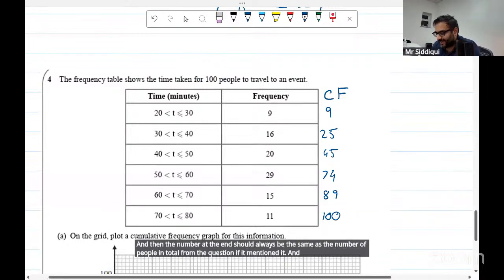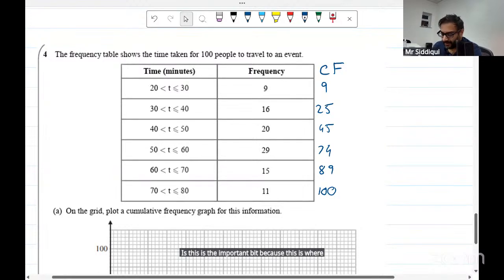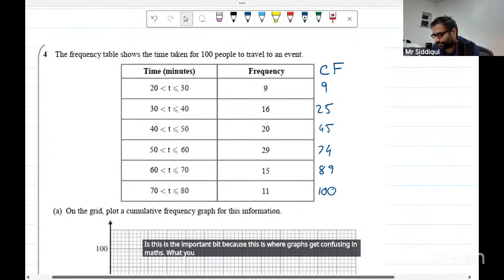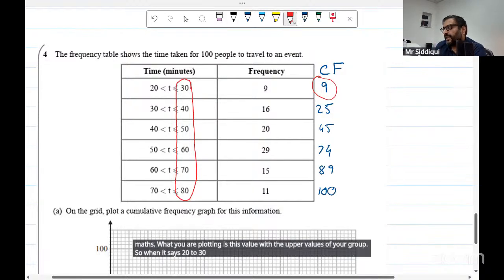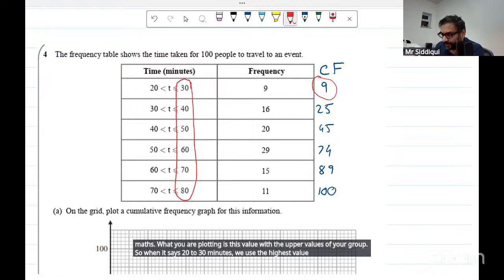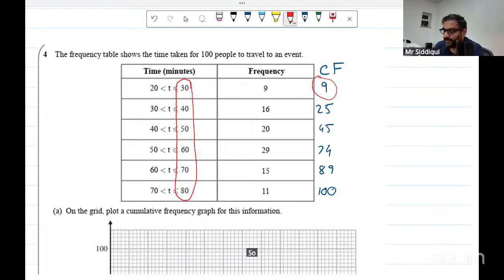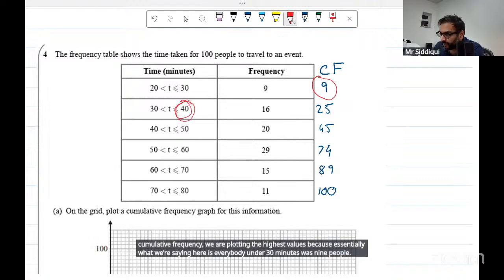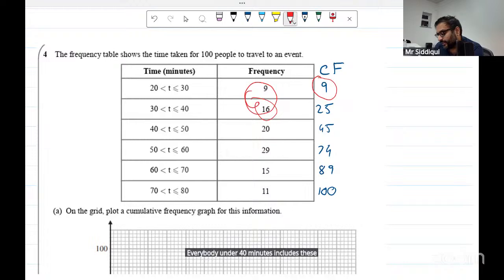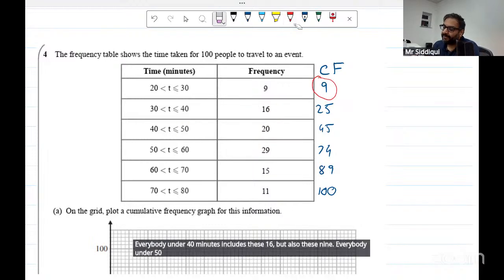And then what you do is this is the important bit, because this is where graphs get confusing in maths. What you are plotting is this value with the upper values of your group. So when it says 20 to 30 minutes, we use the highest value, the top end of the group. And as you know, in other topics, you use things like midpoints. So this is where it gets confusing and where you can make mistakes. In cumulative frequency, we are plotting the highest values because essentially what we're saying is everybody under 30 minutes was 9 people. Everybody under 40 minutes includes these 16, but also these 9. Everybody under 50 minutes and so on. So it's everybody under those values.